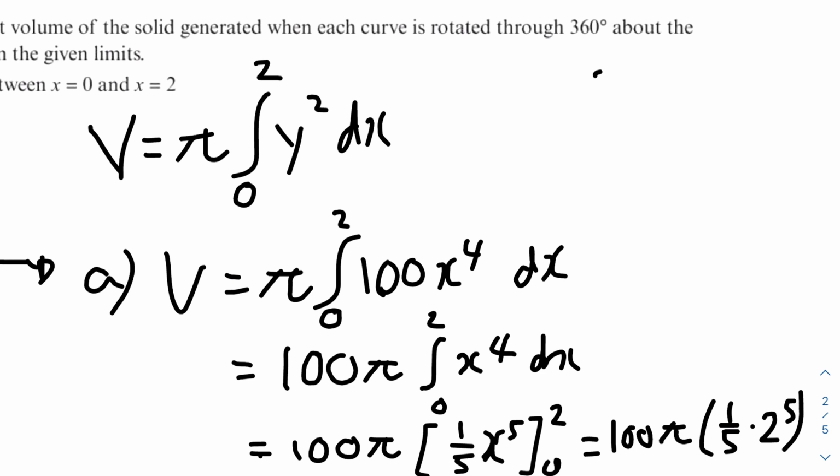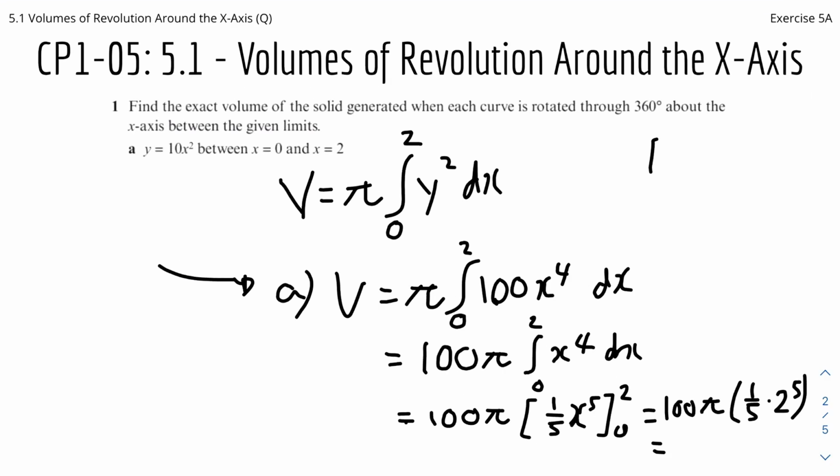And let me just put it into my calculator. So 100 pi times 1 over 5 times 2 to the power 5, and this gets us an answer of 640 pi. And we usually leave it in terms of pi so that it's easier to understand. So 640 pi. And it doesn't give us any units, so I'll just put unit cubed, like so.